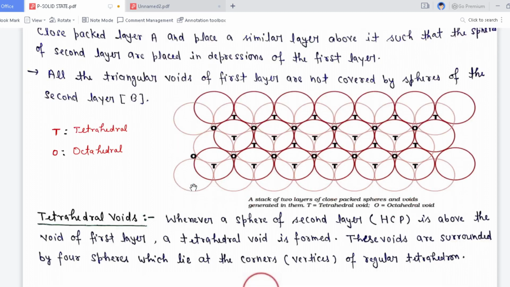So that is what this diagram is trying to show. First of all, in this diagram we have T as tetrahedral and O as octahedral.